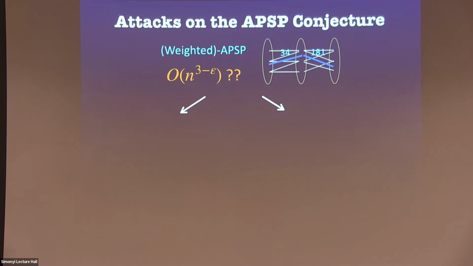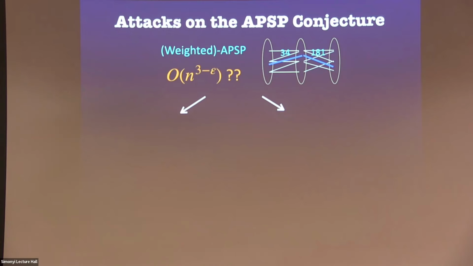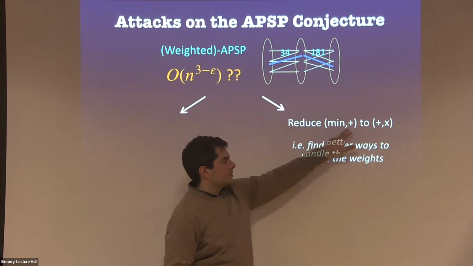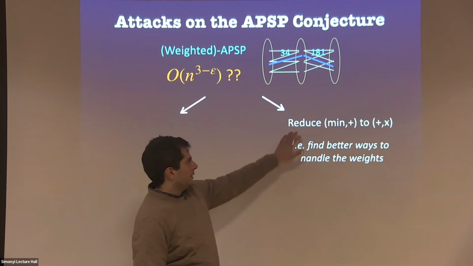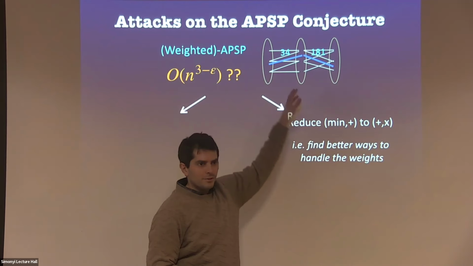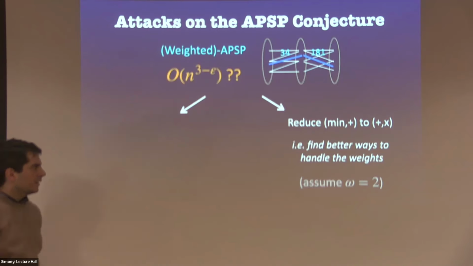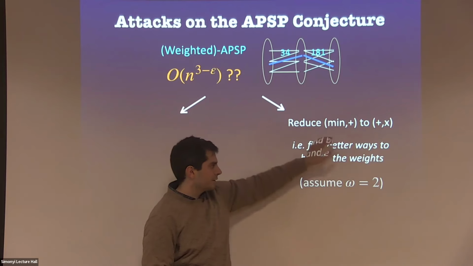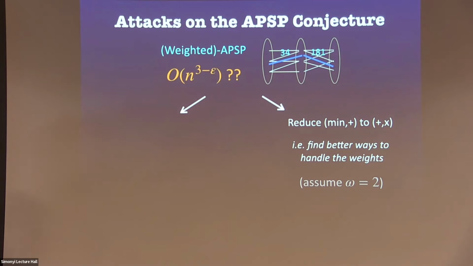Good, so we have this weighted thing, this min-plus, and we want to solve it faster, in subcubic time. I think there are two ways to go about it. One way is to still reduce this min-plus to the normal matrix multiplication, the plus-times, which is how you solve the Boolean one. Here the idea is to somehow remove the weights, so you have the weights, and you want to get rid of them or handle them better. And here, you can even assume omega is 2. Whenever I'm thinking about this direction, I assume omega is 2. It doesn't really matter. You just want to deal with the weights better.